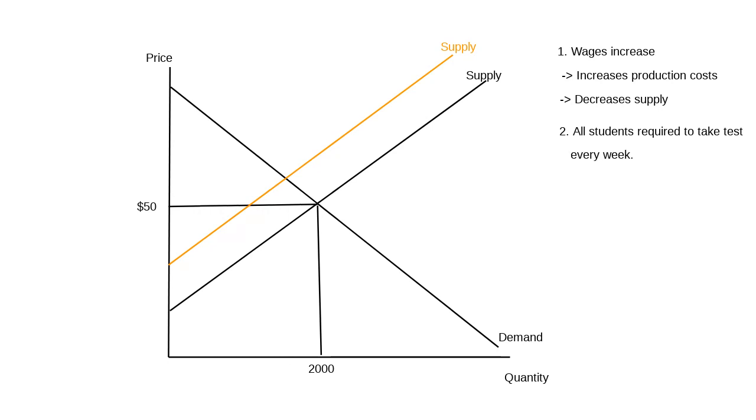Okay. What's the result of this? Well, there's more than 2,000 students in the state of Massachusetts. So this is going to increase demand. Demand is going to increase. Okay, how do we show that on this graph? We're going to shift the demand curve.